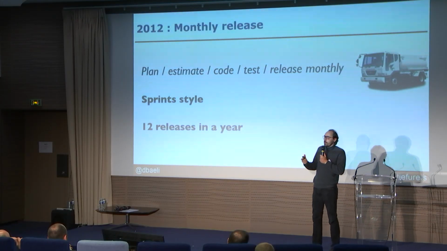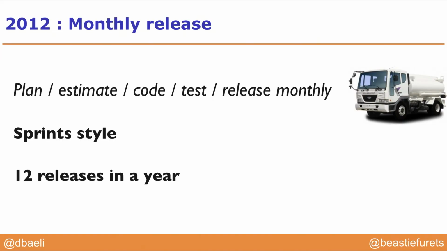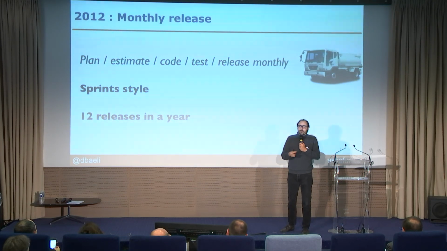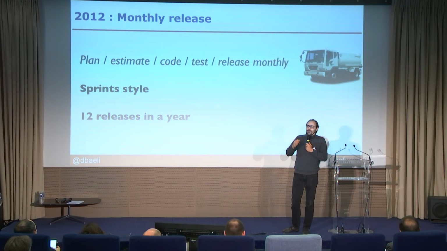Back in 2012, we had monthly releases, a good Scrum team, agile for 4 years, many sprints, well organized, and we were doing a monthly plan with estimations, coding, testing at the end of the sprint, and we released at the end. So it's 12 releases a year, and the style was sprints. So we run faster, faster, faster until we deliver.